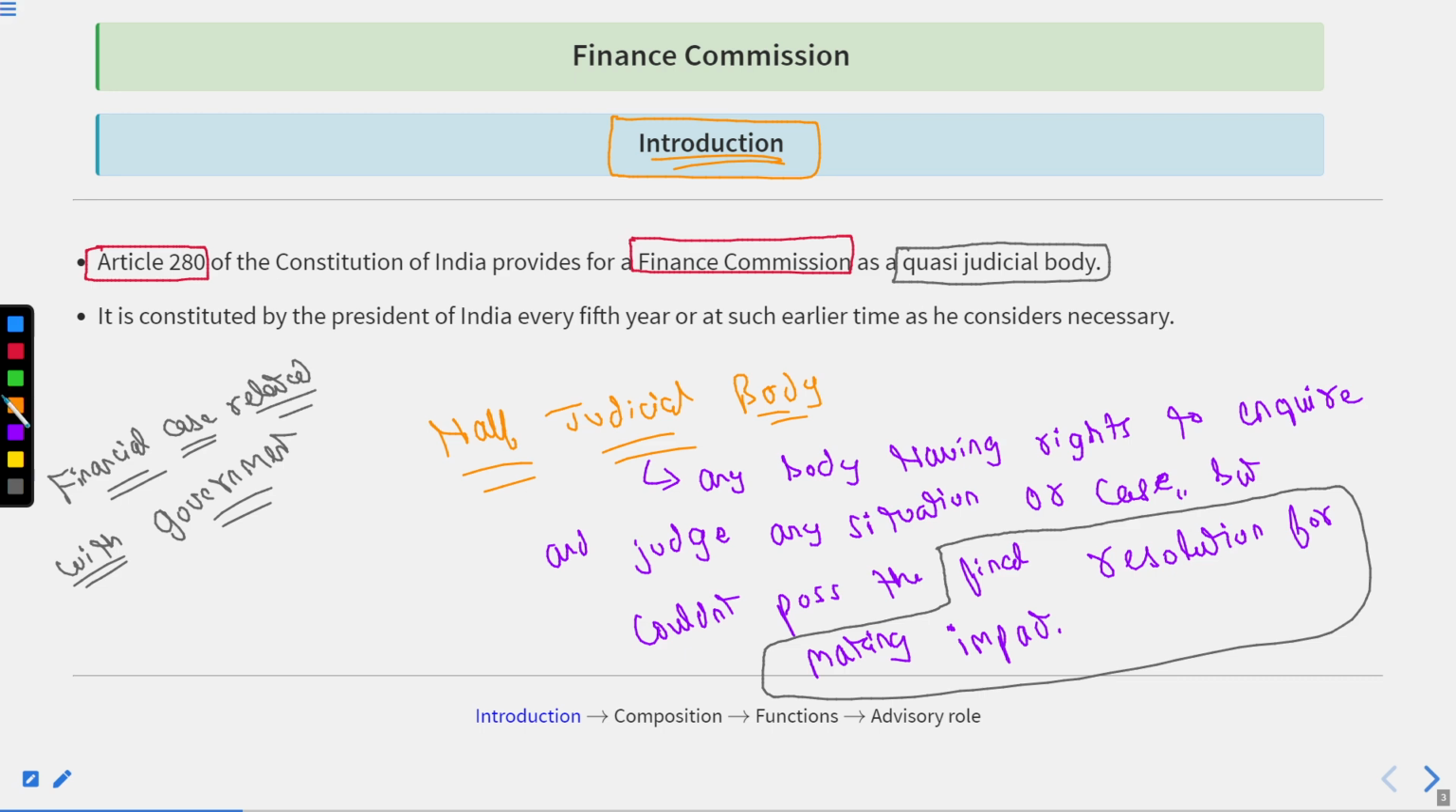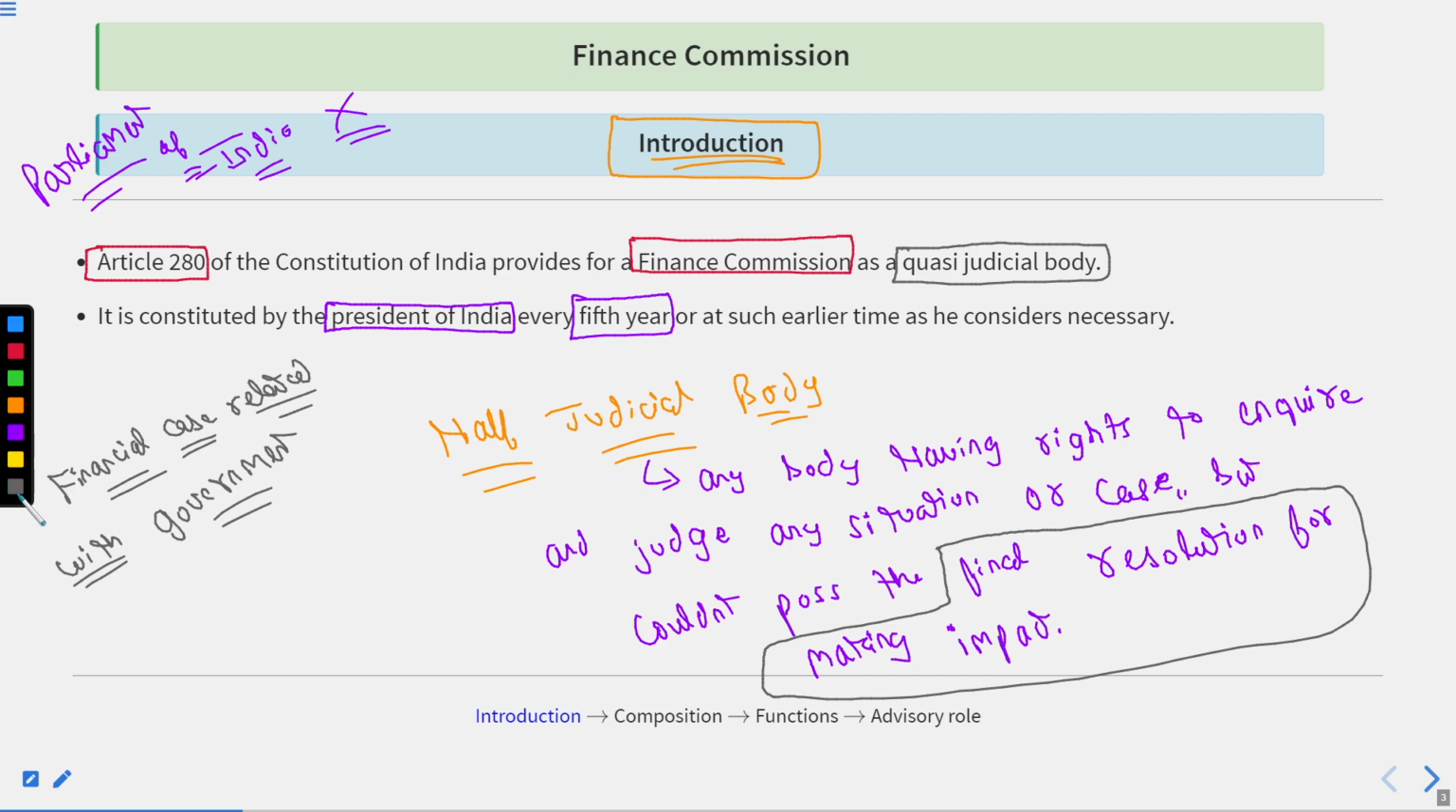Thereafter, if we look here, we can see that it is constituted by the President of India. Now here you have the question: if the question is asked in the examination, who is the one who appoints the Finance Commission of India? The answer should be the President of India. Many a times I have seen that the Parliament of India is the favorite answer of the students, which is totally wrong. It is the President of India who appoints the Finance Commission after every 5th year.